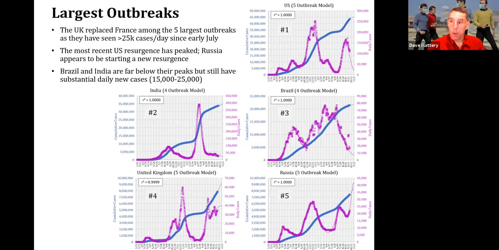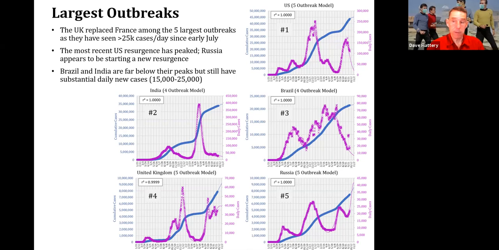So the 5 largest outbreaks are similar to last month, except the UK replaced France. It's almost like there's one spot reserved for Western Europe, and sometimes it's Spain, and sometimes it's France, and sometimes it's the UK. So this month it's the UK instead of France. And the UK is struggling to come down. They had one of the early peaks in the recent resurgence in Europe, and they haven't really brought it down like the other countries that you'll see on the next slide in Europe. They've really been stuck over 25,000 cases a day since this July.